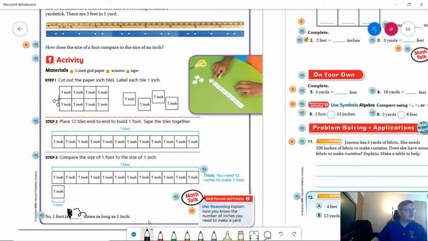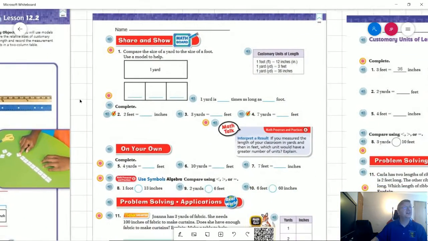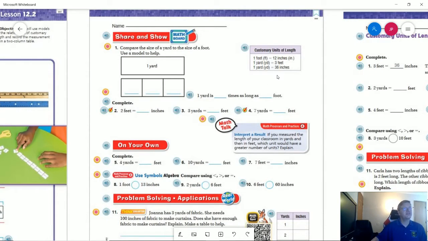Again, I'm not going to take the time. I don't even have a way to demonstrate cutting it out. Let's go on to this part. This is the part that you're going to want to know: the number of inches in a foot, the number of feet in a yard, and the number of inches in a yard, as we are going to use all 3 of those throughout this lesson.